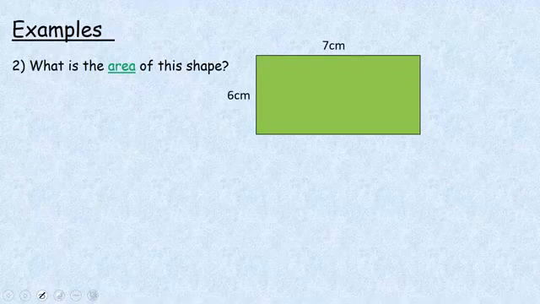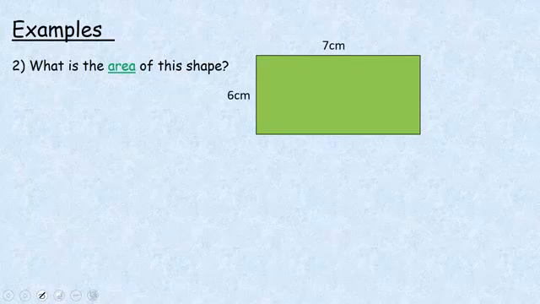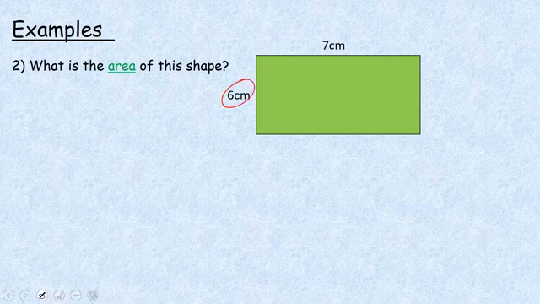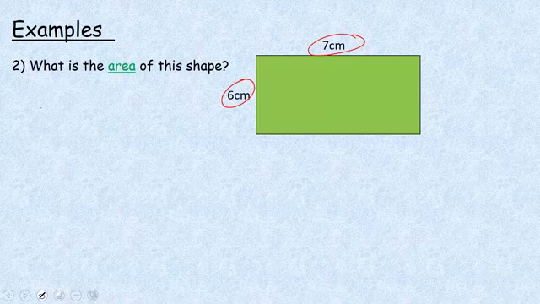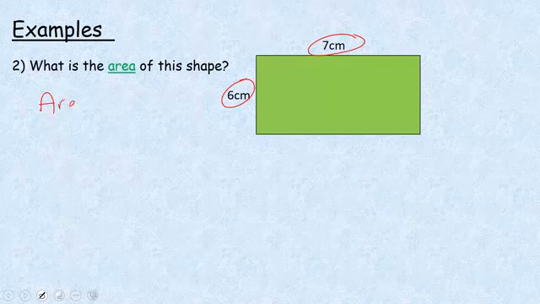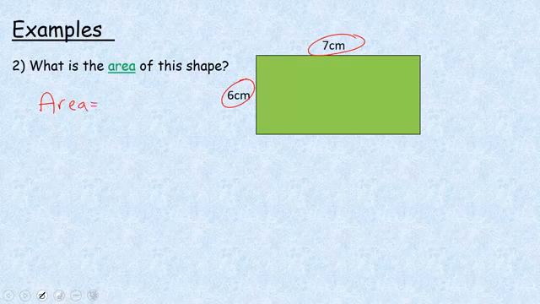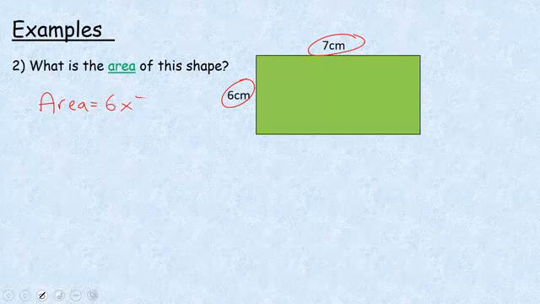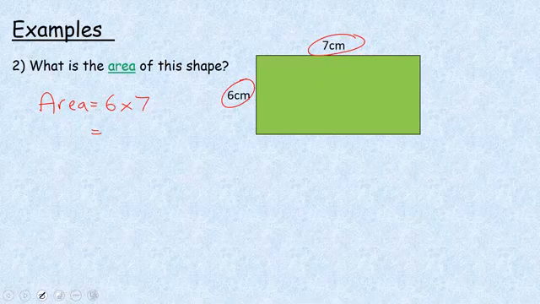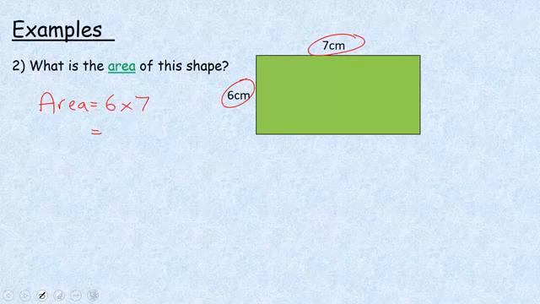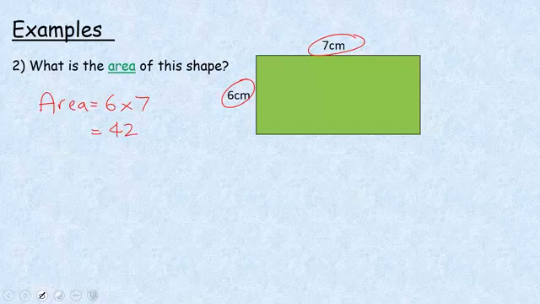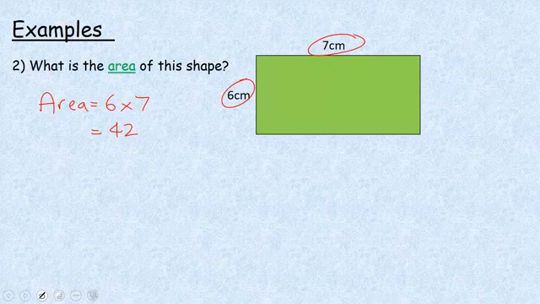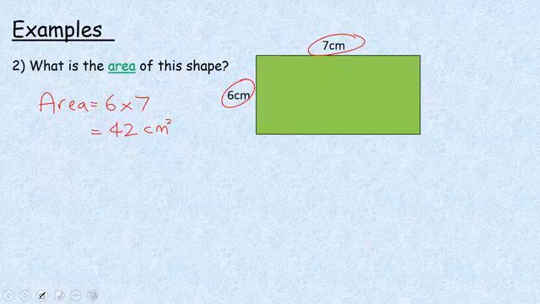So we've got a 6 centimeter by 7 centimeter rectangle. We're just going to say our area is 6 times 7. 6 sevens are 42. The unit, we're looking again, we're talking centimeters, so the area must be centimeters squared.